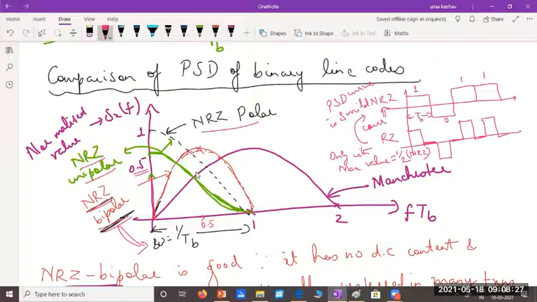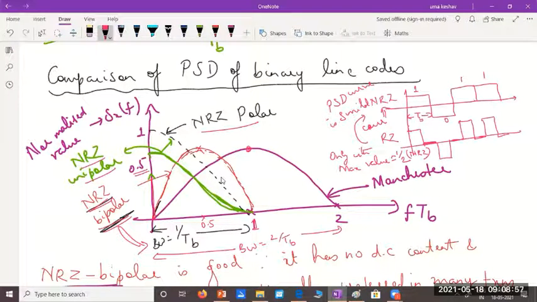Please remember that. Next, coming to Manchester, we saw that Manchester gives us an effective shift in the power spectral density curve. It maximizes at f times TB of 1, when the x-axis is 1. So the bandwidth needed by Manchester is 2 by TB, which is double that of all the other line codes.